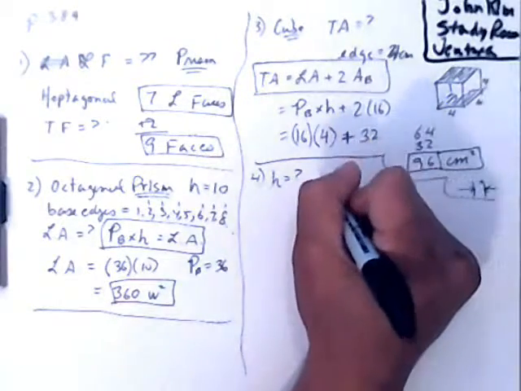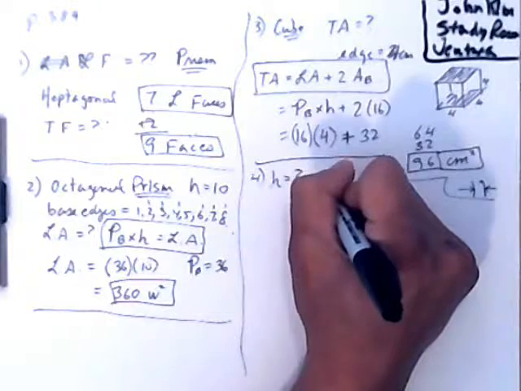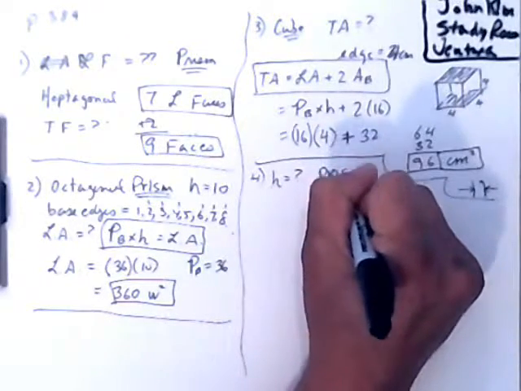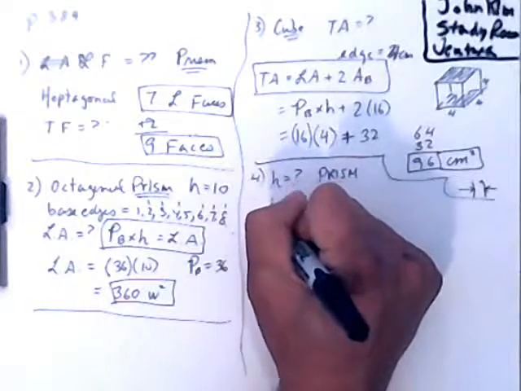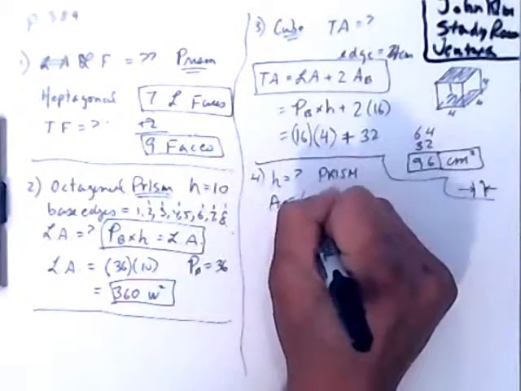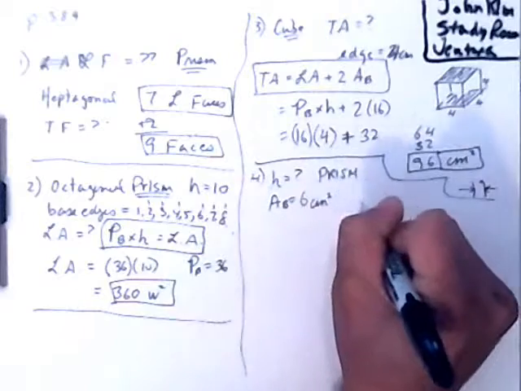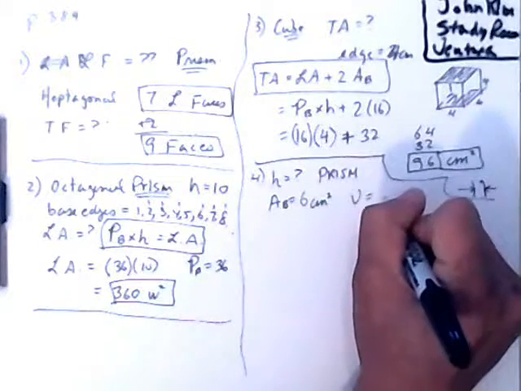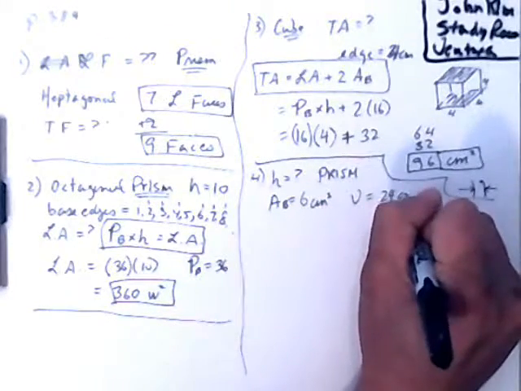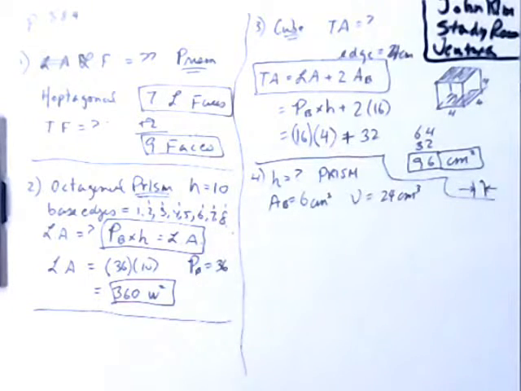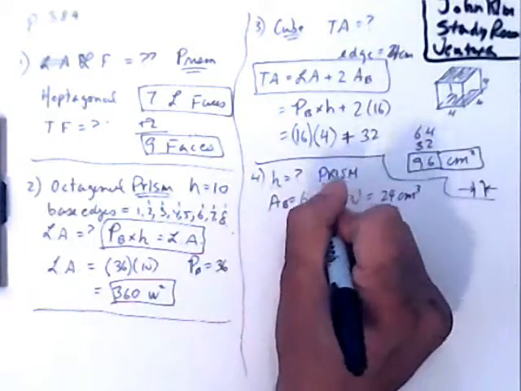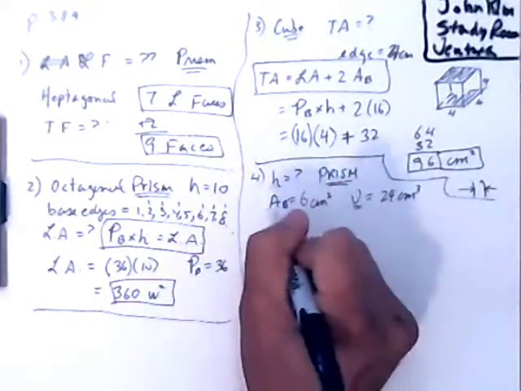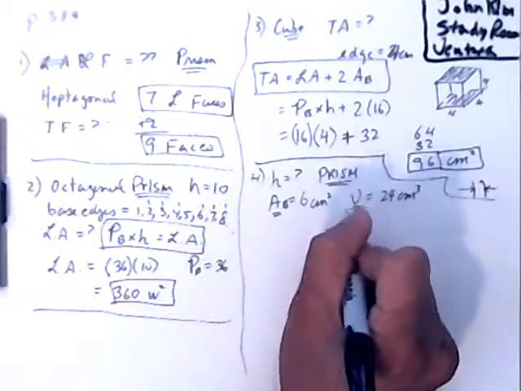of a right prism. So the keyword is prism, with base area. So the area of the base is equal to 6 centimeters squared. And the volume is equal to 24 cubic centimeters. Well, let's plug in the formula again. It's a prism. You have the volume and the area. Let's use the volume formula.